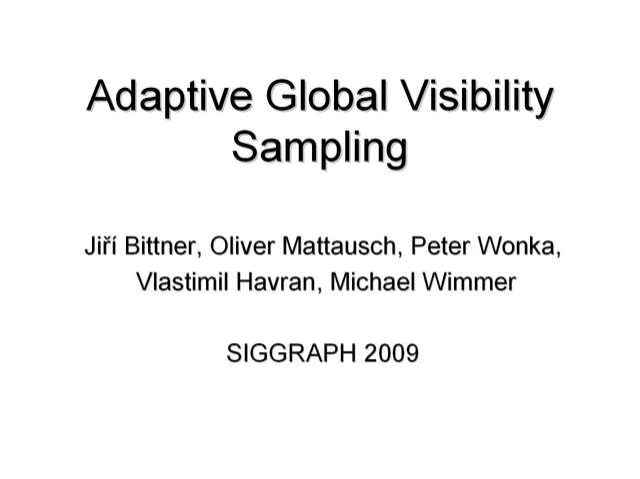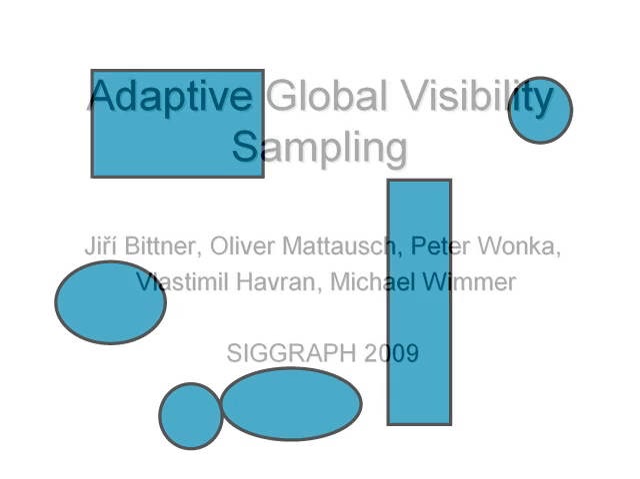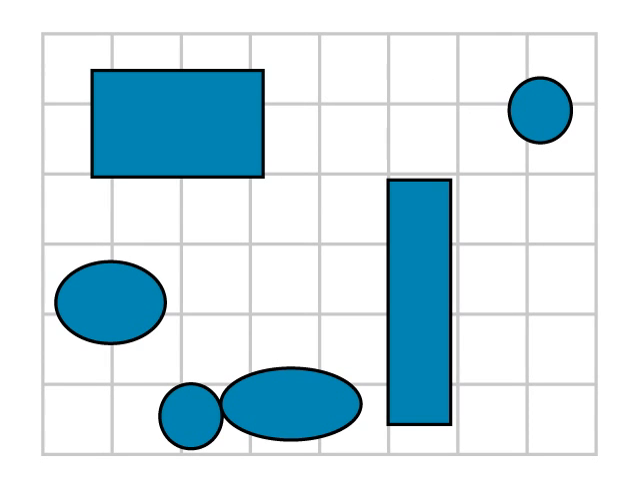Our paper addresses the following problem. Given a set of objects, shown in blue, and a set of view cells, shown in light gray, we compute the set of visible objects per view cell with a global and progressive algorithm.